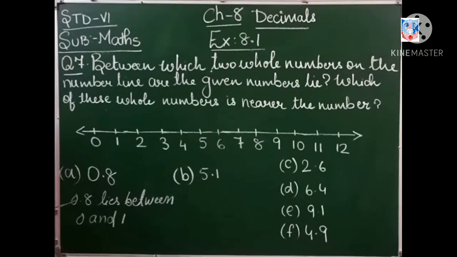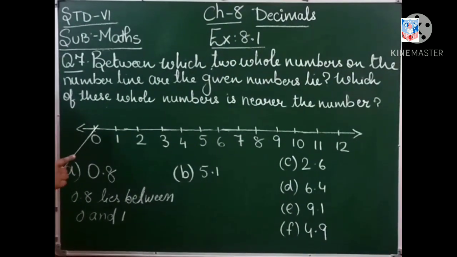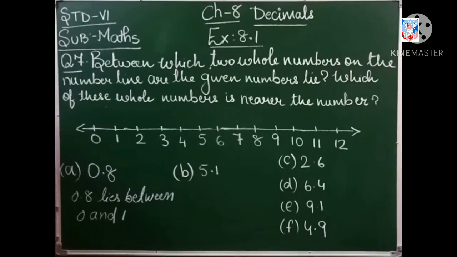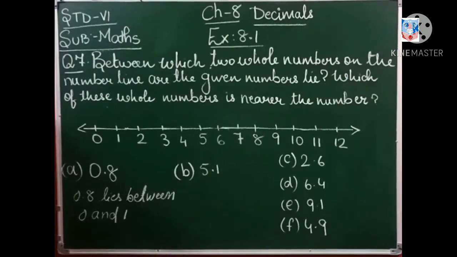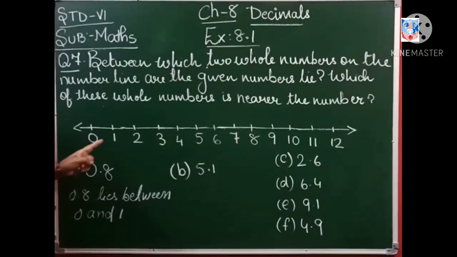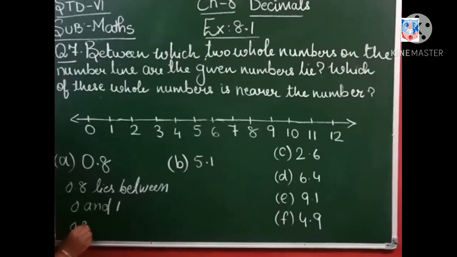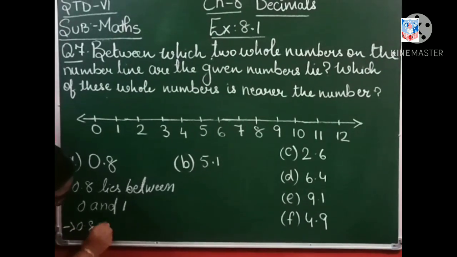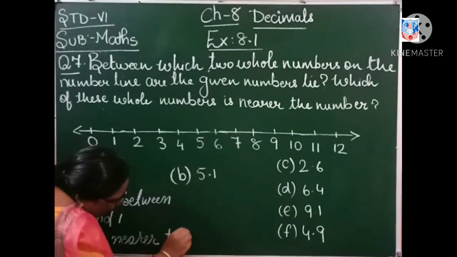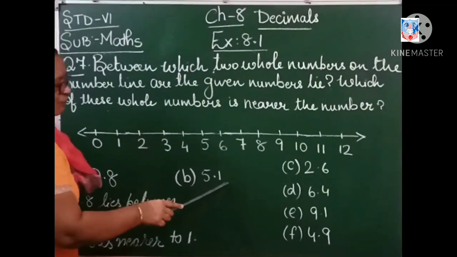Now our next question is, which of these whole numbers is nearer the number? Now you have to say 0.8 is nearer to which number? So 0.1, 0.2, 0.3, 0.4, 0.5, 0.6, 0.7, 0.8, 0.9 and 1. That means 0.8 lies nearer to 1. So 0.8 is nearer to 1. Understood?